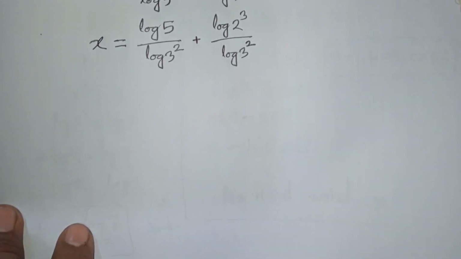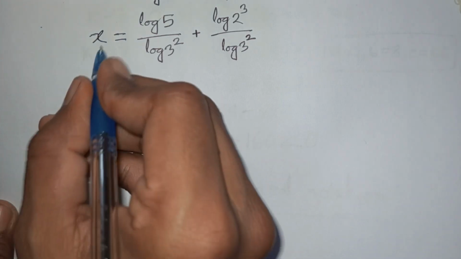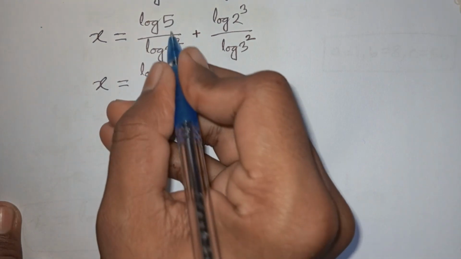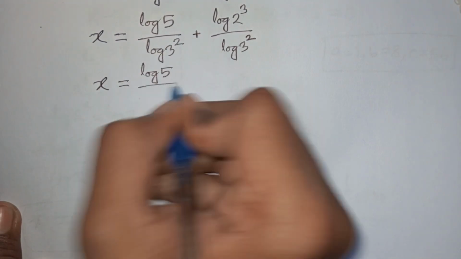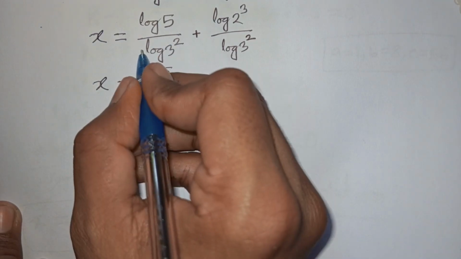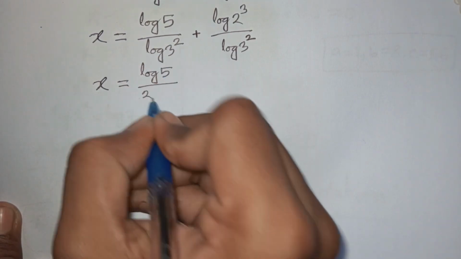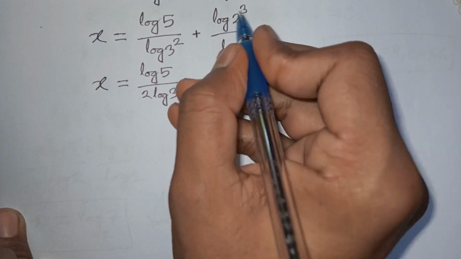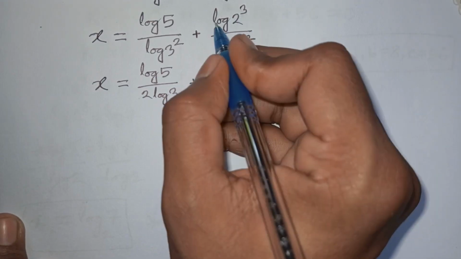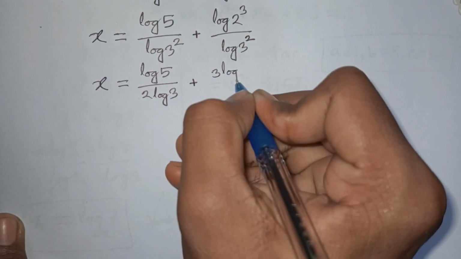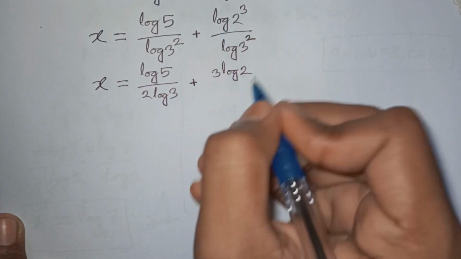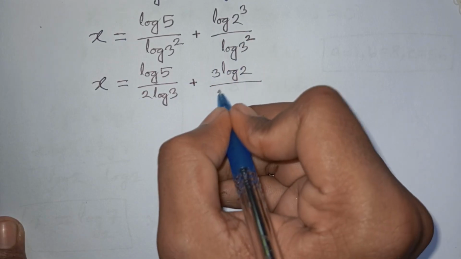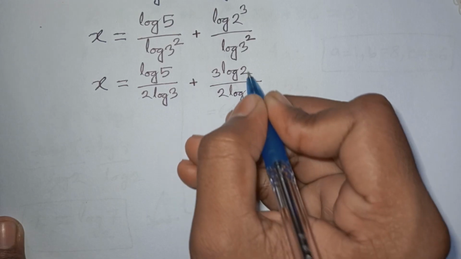In the next step we have x is equal to log 5 over this power 2 will move to the front, so it will be 2 log 3, plus this power 3 will move to the front, so it will be 3 log 2, over this power 2 will move to the front, so it will be 2 log 3.